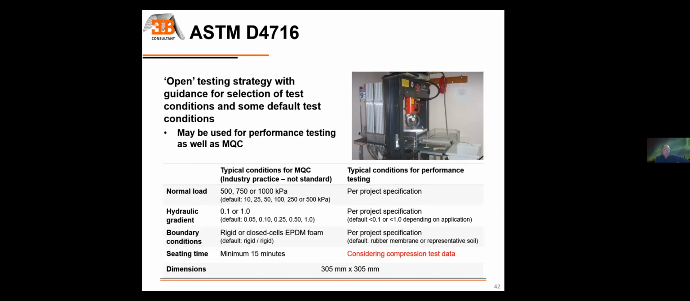And finally, sitting time, which is 15 minutes in ASTM D4716. People seem to be happy with that, but in some cases, I have to say, even 15 minutes is a bit short. It's convenient for MQC, but if you look at the practical way of running the test, let's say you start after 15 minutes to do a flow measurement, you're going to end the first series of flow after 17, 18 minutes. Then you're going to run another series of flow measurements. You're going to be at 20, 25 minutes. And during these 5 or 10 minutes after 15 minutes, you can still have some flow reduction.